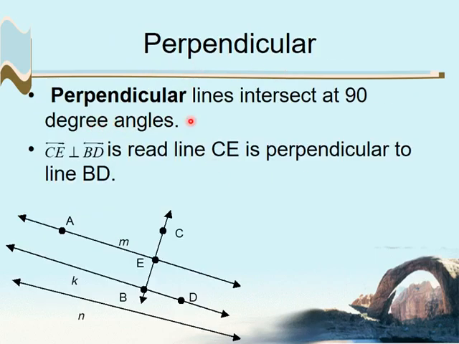Perpendicular. Perpendicular lines intersect at 90-degree angles. This is the symbol we use for perpendicularity. Line CE is perpendicular to line BD. Now we will check. CE is perpendicular to BD, and line CE is also perpendicular to line M.